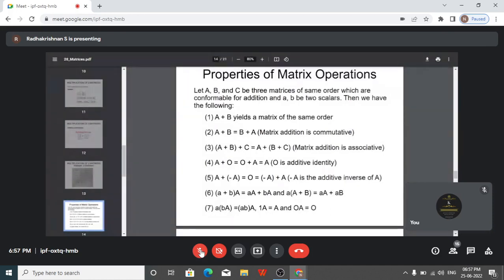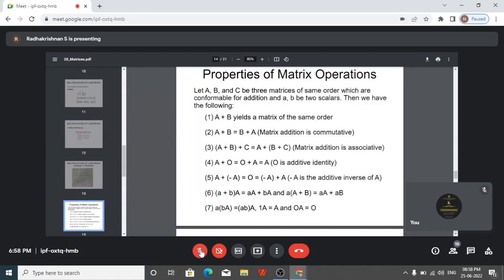Next, A plus B plus C equals A plus B plus C. When we add three matrices of the same order, we can add them in any way, because ultimately we are going to calculate A plus B plus C. We add the three corresponding elements. So whichever order you do it, the result is going to be the same because addition itself is associative. So matrix addition is also associative.